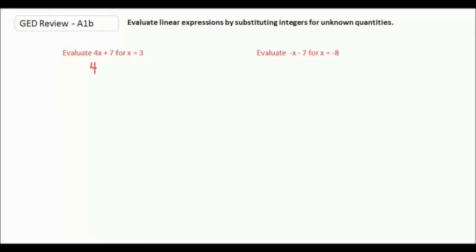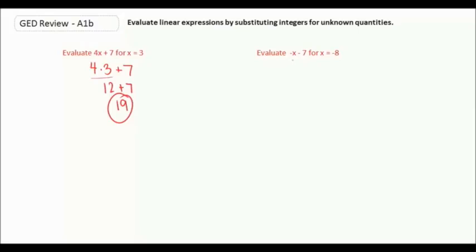This means multiplication when they're squished together. So 4 times 3 plus 7. Following order of operations means your multiplication comes first. So 12 plus 7. And that gives you 19.